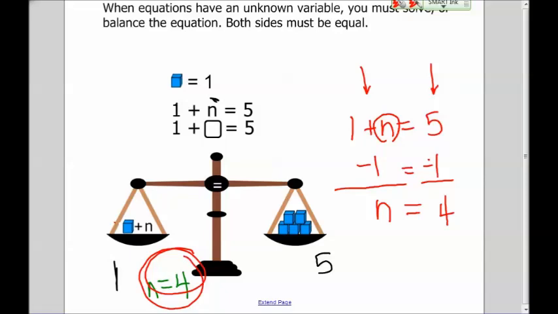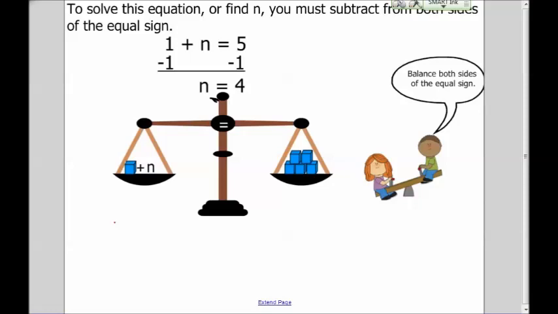Don't worry, I'll show it to you again. Here's the same thing written in a pretty way. To solve this equation, or to find n, you subtract from both sides. Here's the n. I need to take the 1 away, so I subtract 1 from this side, and I subtract 1 from this side. And n will equal 4. Let's try another one.